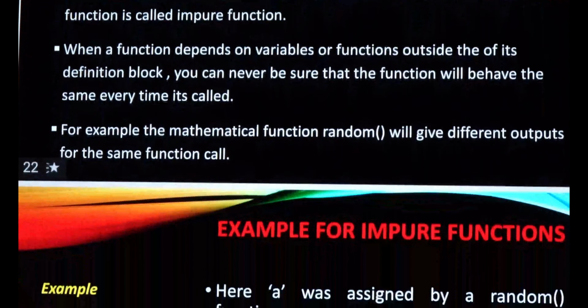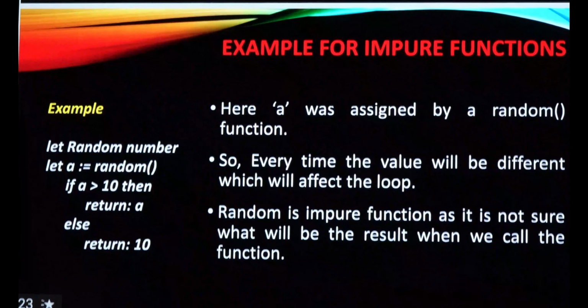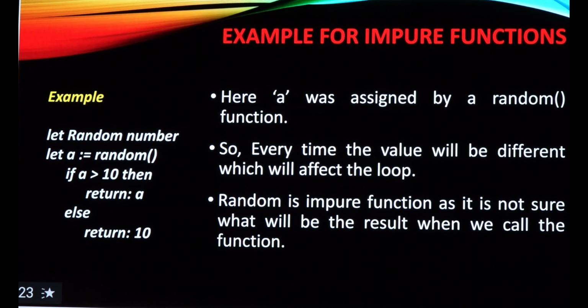Now example of impure function. Here you see the example, random number: let a be random. If a is greater than or equal to 10, then return a, else return b. Here a was assigned by a random function, right? So every time the value will be different, which will affect the loop. Random is an impure function as it is not sure what will be the result when we call the function, right?